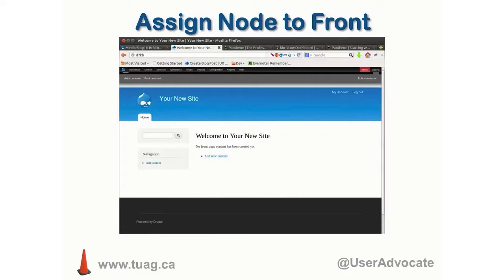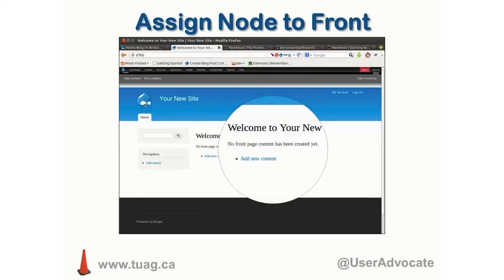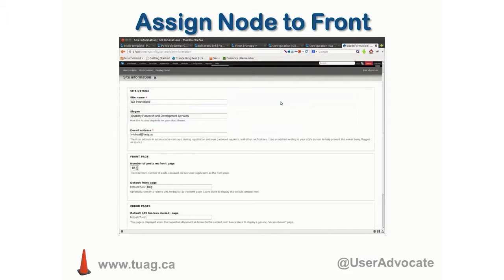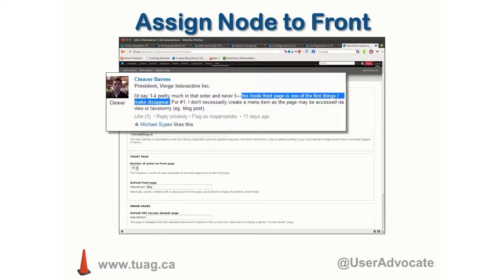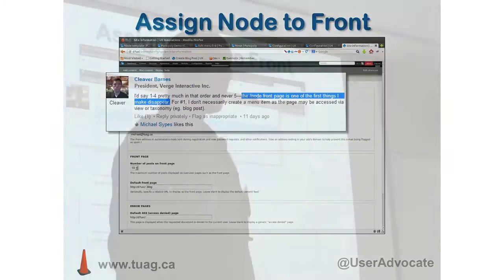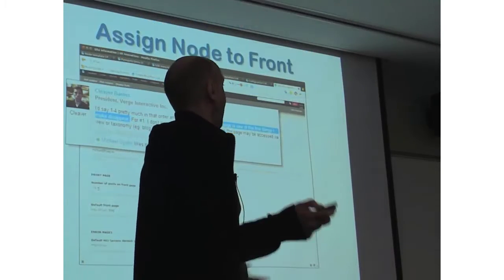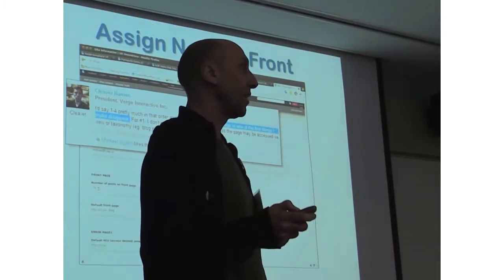So back to this. We have our initial empty front page, and we can assign a node, assuming the node exists and we had some content for that node. We could push that up to the front page. And Cleaver said, that's the first thing I like to get rid of, that emptiness at the front. Me too. It's just bothersome to see that, saying, oh, you haven't done this yet.